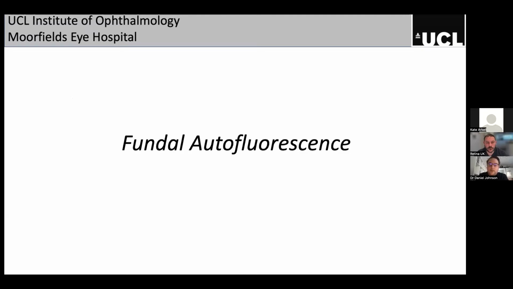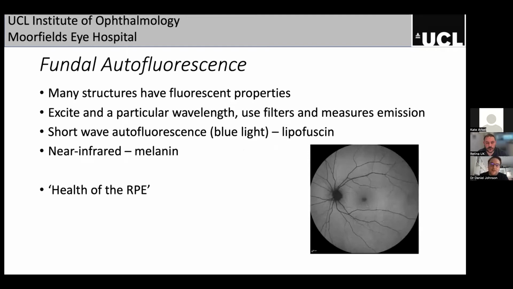Now, the next one I'd like to talk about is something called fundal autofluorescence. So this is an important tool. You might not necessarily have this at each clinical visit, but certainly if you come to a specialist clinic, you would be having this, because it provides a lot of information. So structures in the eye have fluorescent properties. I mean, it's not to say it's glow in the dark, but basically if you were to shoot a particular wavelength of light at the eye and you use a particular filter, you'll be able to measure a background fluorescence. And you see this photo here at the bottom. It almost looks like a black and white image, but it's basically a type of autofluorescence from the eye.